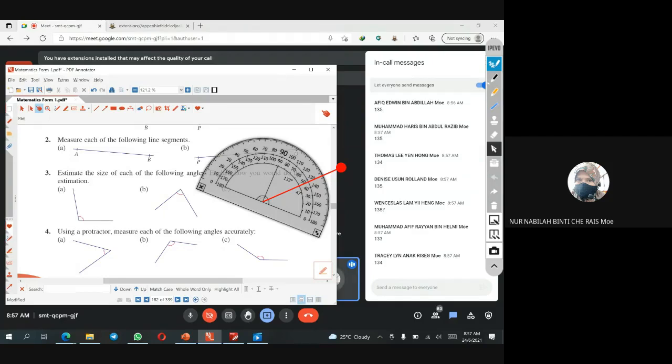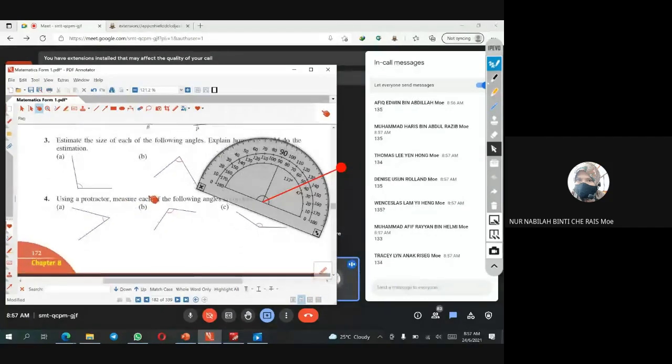How about 4? I want you to use your protractor and find the angle of 4A. Before we discuss, try to do this. What is the answer you get for 4A?